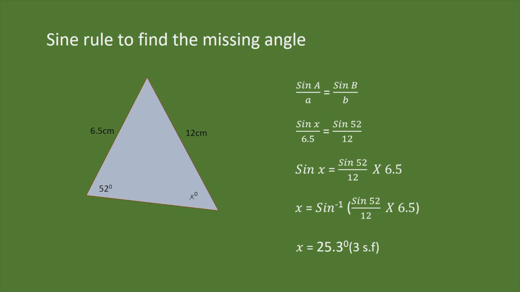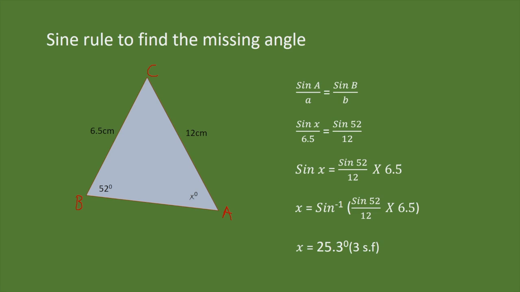Next, let us now see how to use the sine rule to find a missing angle. We have another triangle, and in here we have two sides and one angle, and we need to find x. So first, you remember that we need to mark the vertices and the sides. So I'm going to mark this as A and this as B and this vertex as C.